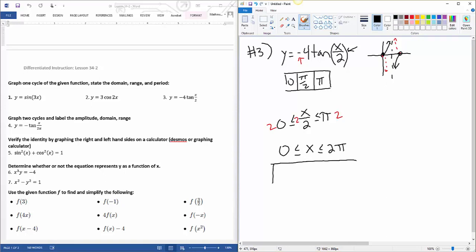So I can create my new value box. 0, 2 pi, add these together, divide by 2, you just get pi. Remember, dot, asymptote, dot. And then those are going to be the new values that we have to label.